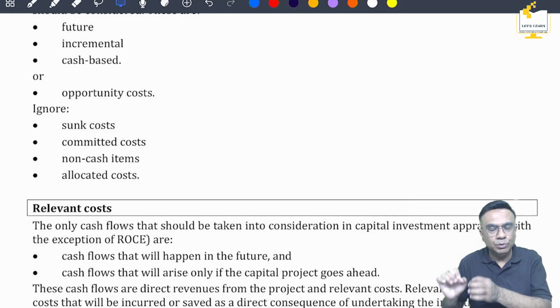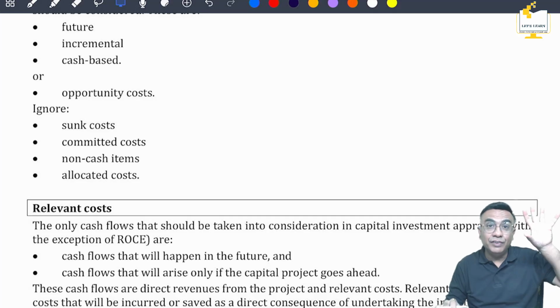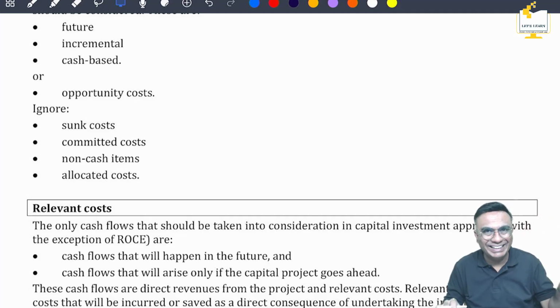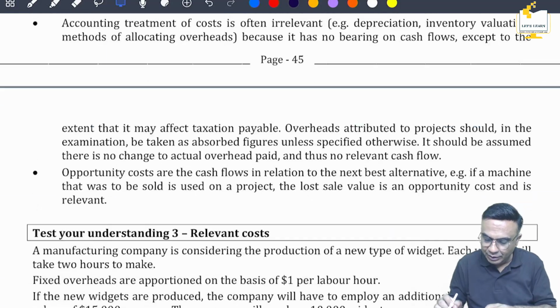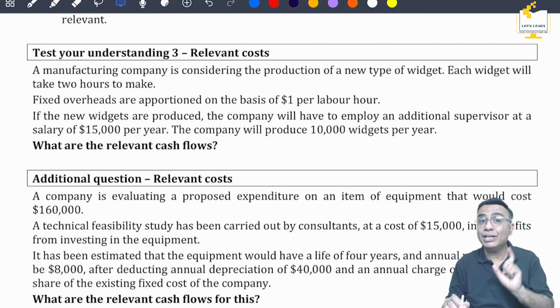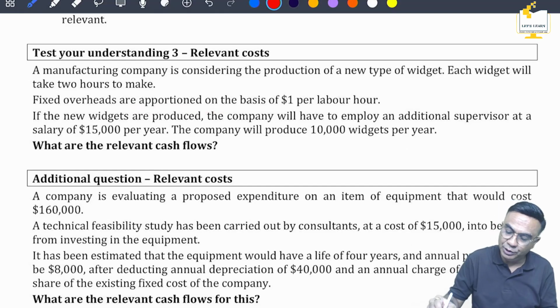Remember, whether you manufacture this new product or not, the overall fixed cost, say for example rent or fixed labor, is not going to be affected. So there is no additional cash outflow. That is the reason we will ignore this. So we are going to ignore this.